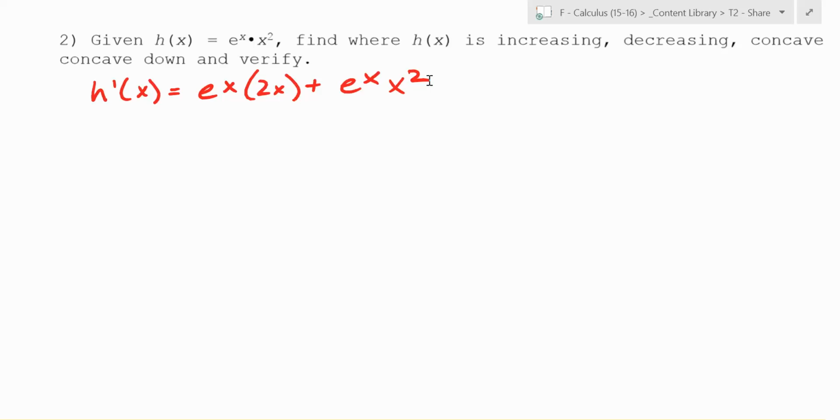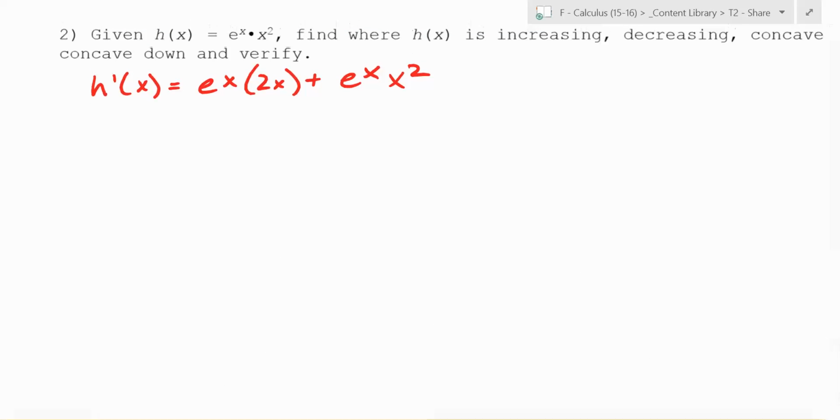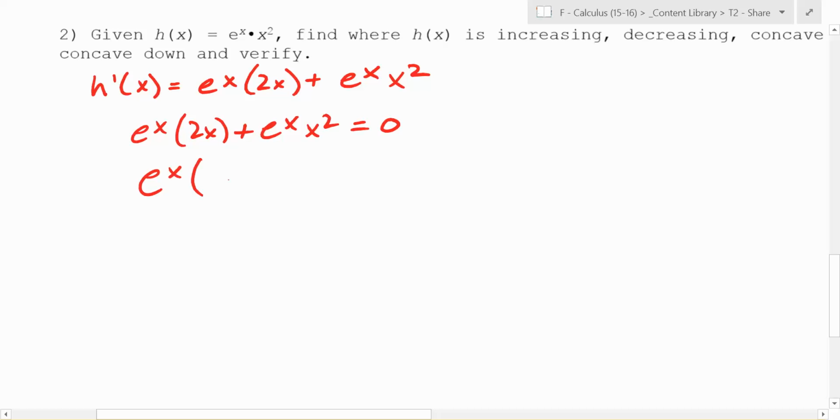So in order to find those regions, we first need to find out where the first derivative is equal to 0 or undefined. So what do we do to find out where it's equal to 0? We set it equal to 0. So we have e to the x times 2x plus e to the x times x squared is equal to 0. What can we factor out of both on the left? So we have e to the x times 2x plus x squared is equal to 0.